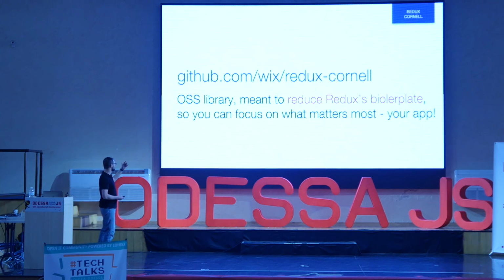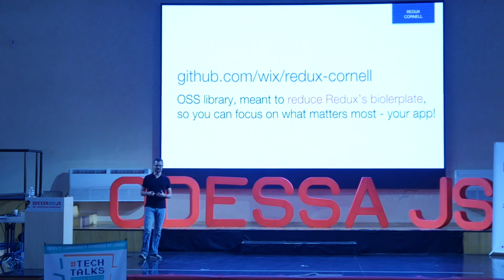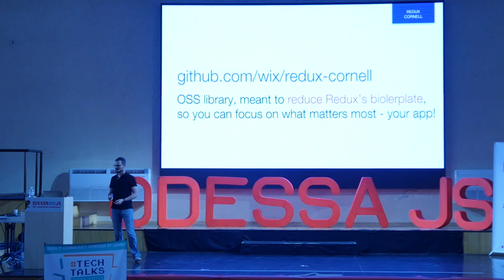So the library is meant to reduce the boilerplate on Redux. Basically, you can focus on what's most important: the app, right? We wanted to add a toggle. We didn't want to mess around with so many reducers, selectors, all that stuff, right?